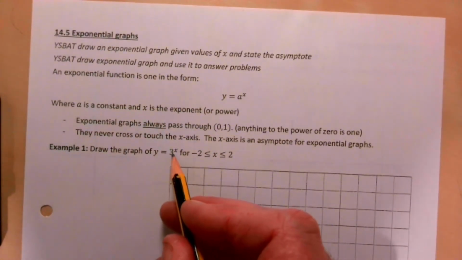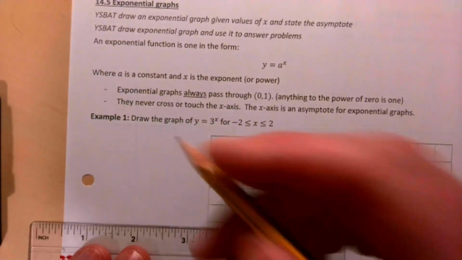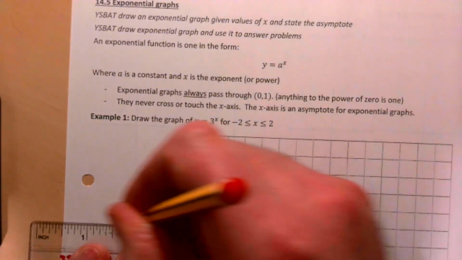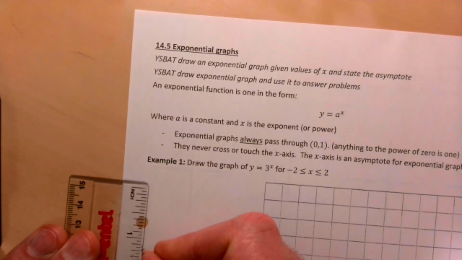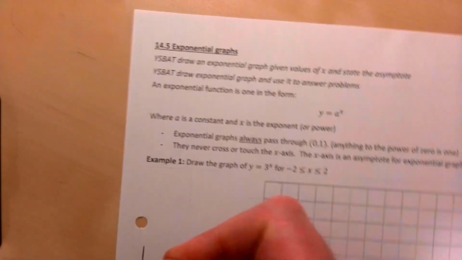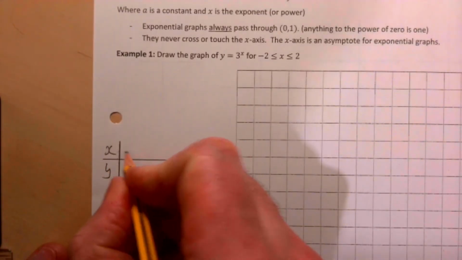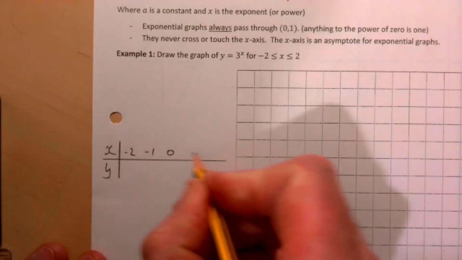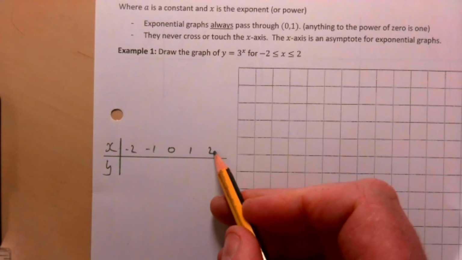Draw the graph for y equals 3 to the power of x between -2 and 2. I'm going to do a wee table here, and hopefully you'll get an idea then of what we're looking at. So it's x and y, and we want -2, -1, 0, 1, and 2. Let's start with the easy ones. We'll start at this end.